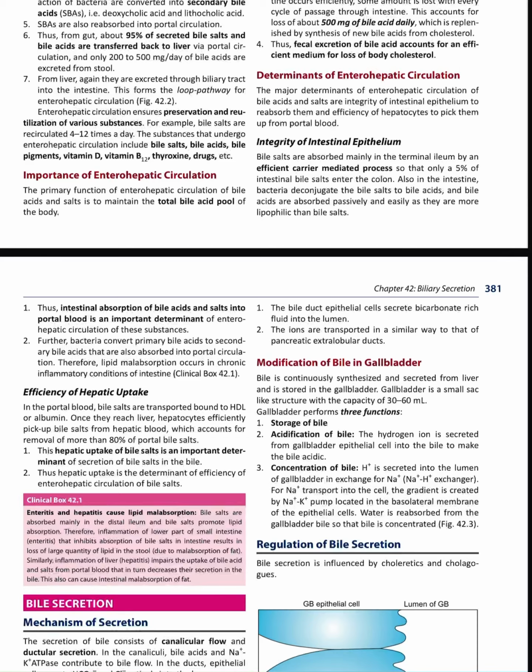Enteritis and hepatitis cause lipid malabsorption. Bile salts are absorbed mainly in the distal ileum, and bile salts promote lipid absorption. Therefore, inflammation of the lower part of the small intestine that inhibits absorption of bile salt in the intestine results in loss of a large quantity of lipid in the stool. Hepatitis impairs the uptake of the bile acid and salt from portal blood, which in turn decreases their secretion in the bile. This also can cause intestinal malabsorption of fat.